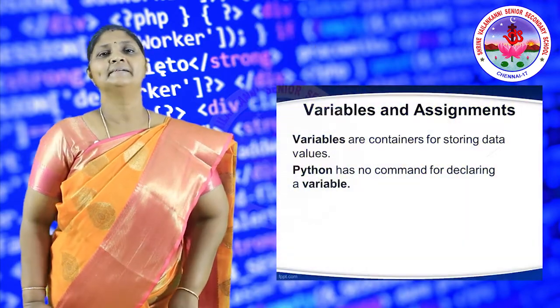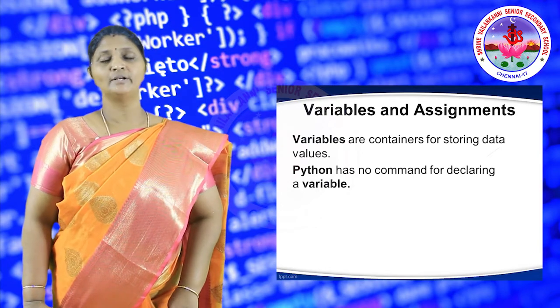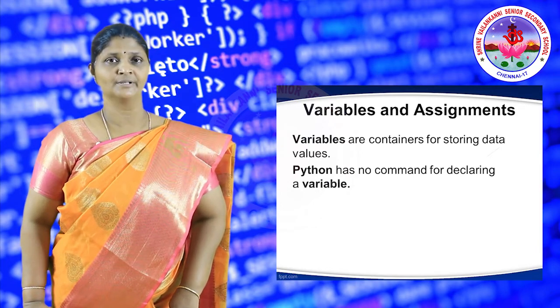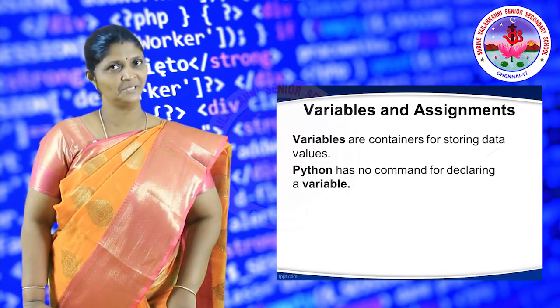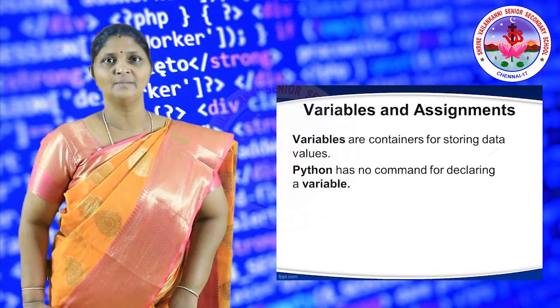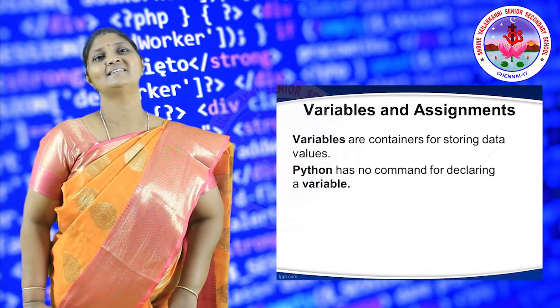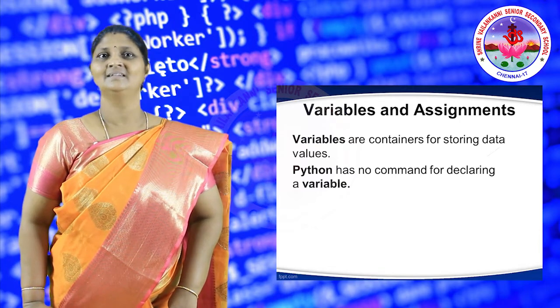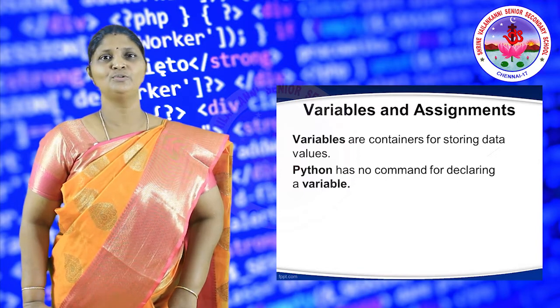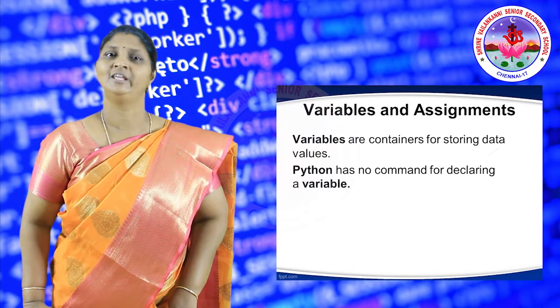Variables and assignments. Variables, we've already seen in the last session about the difference between values and variables, right? A is equal to 10. Here, A is the variable. So, variables are the containers for storing data values. A holds the value 10. So, A is a variable. This is the definition for variable.